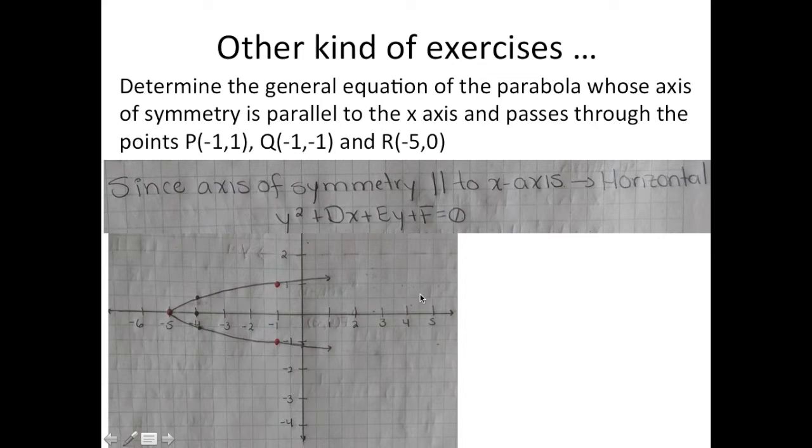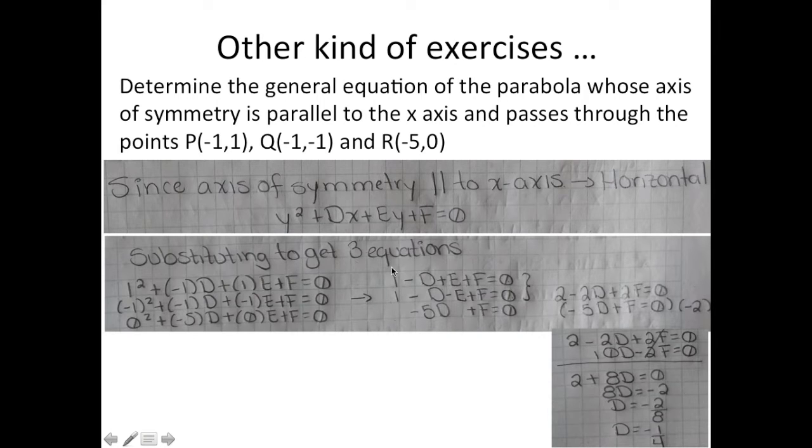So what are we going to do now, guys? We're going to take those 3 points and substitute into this equation. So we substitute to get 3 equations. We take the first point and we substitute 1 in y and -1 in x. Then I have my second equation, where I substitute -1 in y and -1 in x. And same thing for my third equation, I'm going to substitute 0 in y and -5 in x. With that, I have these 3 equations.